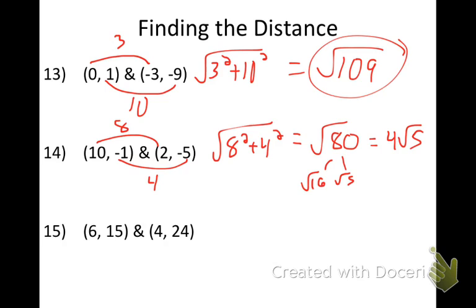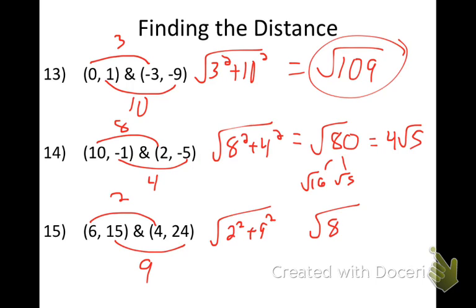There we go. Okay, and 15, last but not least here. Layla, what's the difference in my x values? 2. What's the difference in my y values? 9. So I take the square root of 2 squared plus 9 squared, and I get the square root of what, Layla? Square root of 85. Nice job.